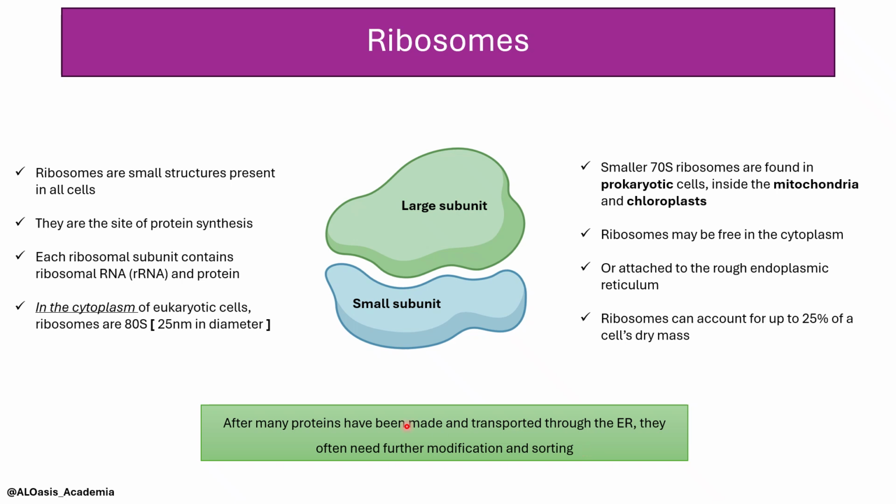So now we know that proteins need to be made and they need to be transported through the ER. However, they also need to undergo further modifications. Once the proteins are synthesized, you might need to add some things to the protein to make it fully functional, so the cell can then carry out its role. And that's where the next organelle will be very important for modifying the proteins that are made by the ribosomes and the endoplasmic reticulum.